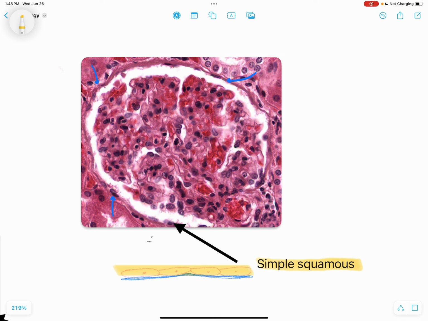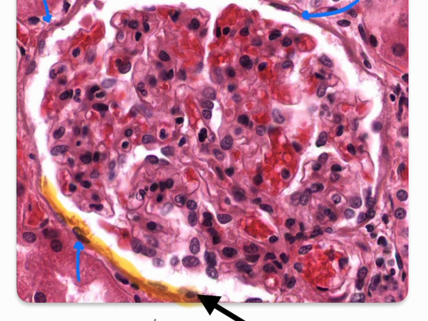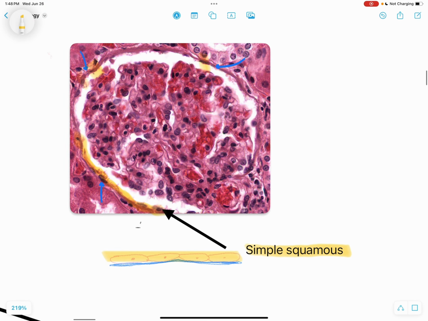Now this is, you won't recognize this most likely, a glomerulus. It's part of a kidney. But what we're going to look at is right here, this layer that I'm just highlighting. Now if you look carefully within this layer, you can see that we have individual flattened cells within there, and I'm just going to highlight a bunch of them. So that is simple squamous epithelium.